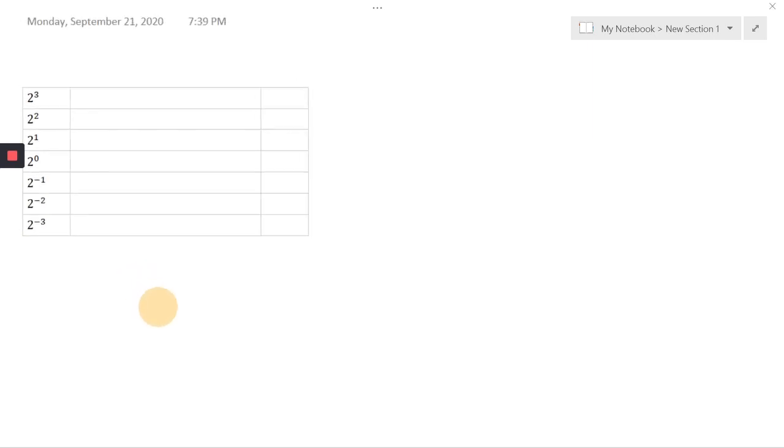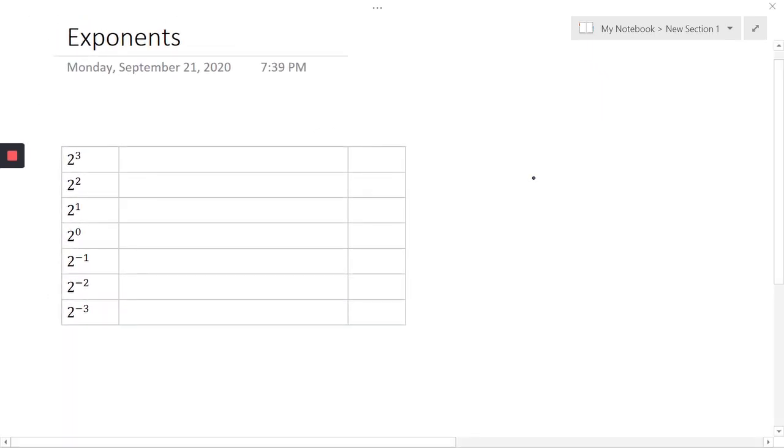When looking at exponents, we always are taking a look at our base number and then how many times I'm multiplying it by itself. So for our first one, I have 2 times 2 times 2. So I see my base number 2 three times. So it's not the same thing as 2 times 3. We're doing 2 times 2, which is 4, times 2, which is 8. The next one is 2 times 2 to get me 4, and then 2, which is just 2.